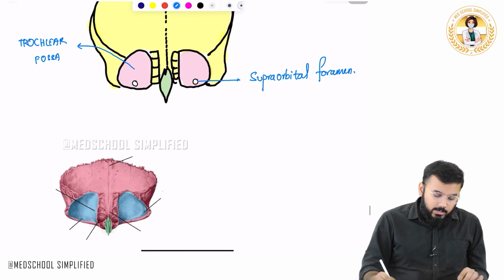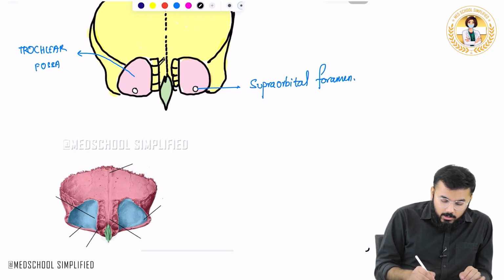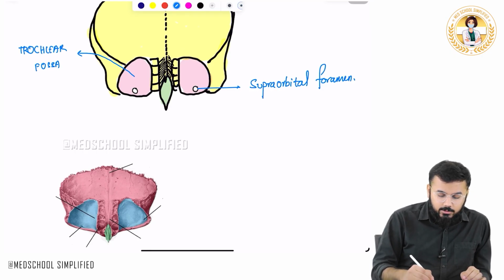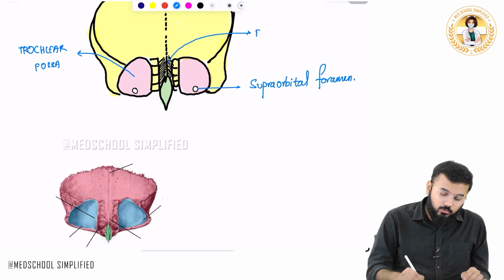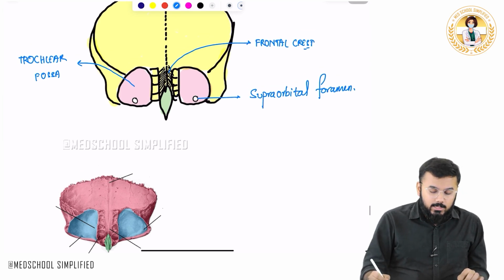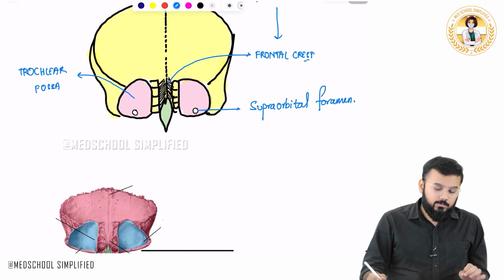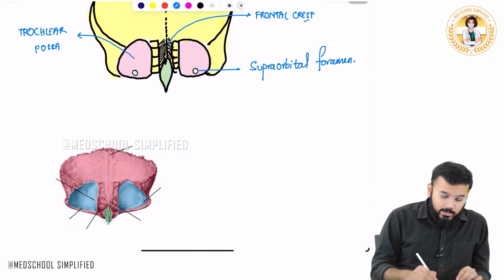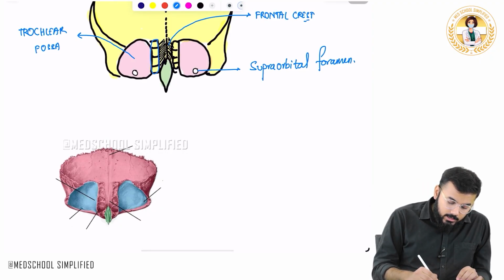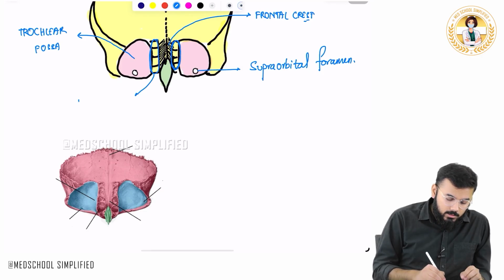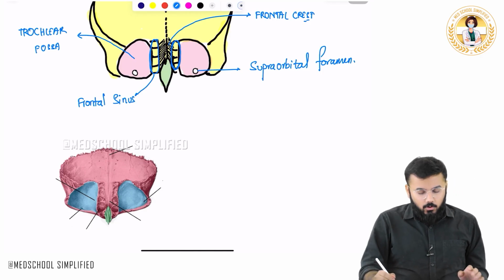Next important thing is that on the front side you have this ridge-like structure. You see this ridge-like structure in the center which is located here. This one is called the frontal crest. Can I tell you that the sagittal sulcus is in continuation with the frontal crest? Yes, it is in continuation with the frontal crest. Next, on either side of the frontal crest, this entire part is called your frontal sinus.